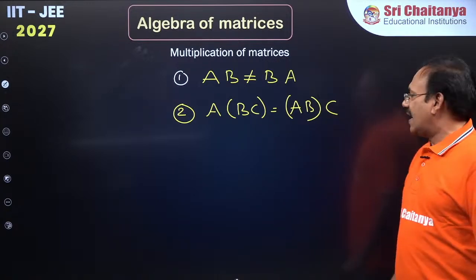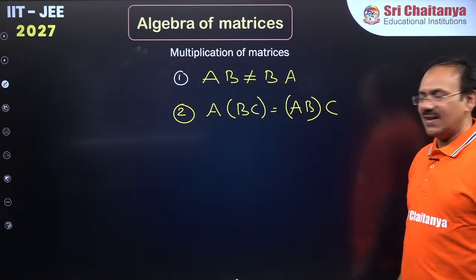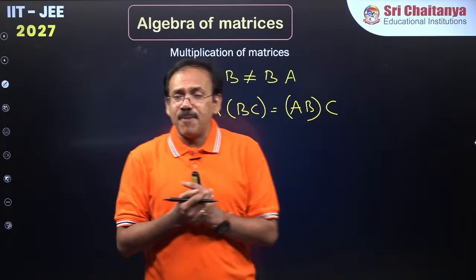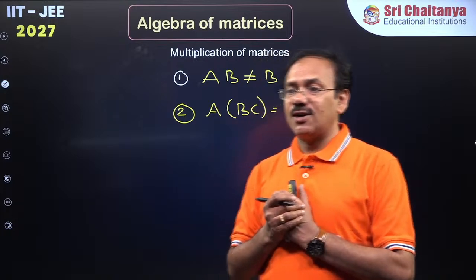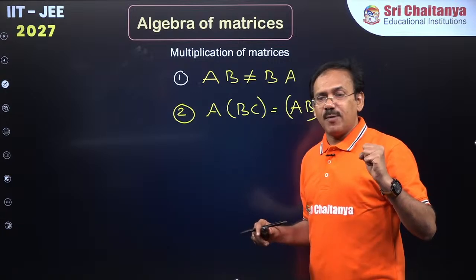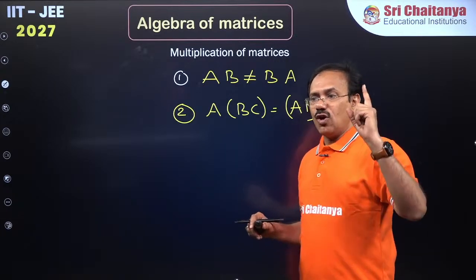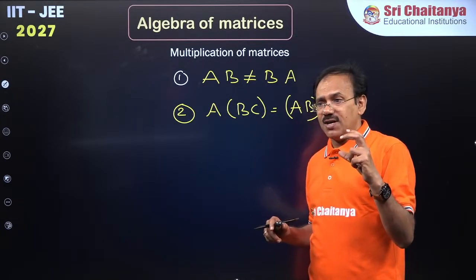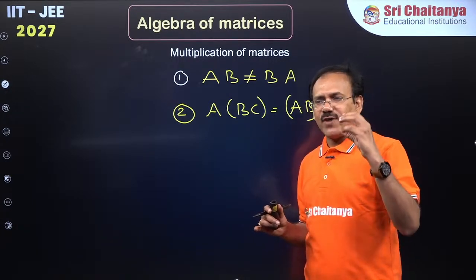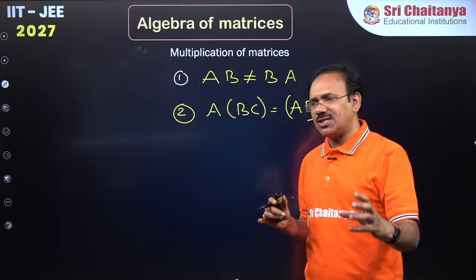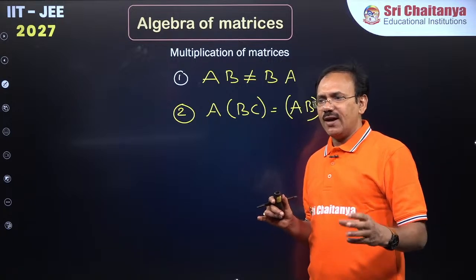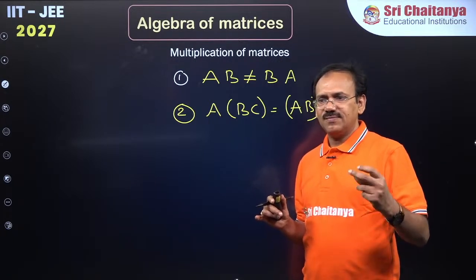So, dear students, A into BC can be written here as AB into C. Next, the most important, peculiar property related to matrix multiplication I am going to give. The next 10 to 15 minutes are very important. Don't leave the class. They are the heart of today's lecture. Ready, dear students? I am going to give wonderful, very peculiar points related to matrix multiplication.